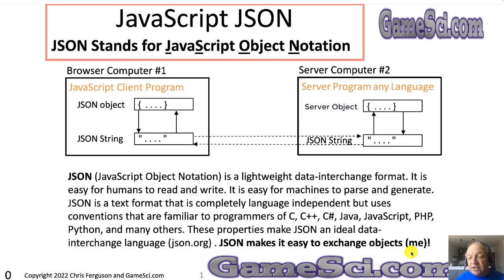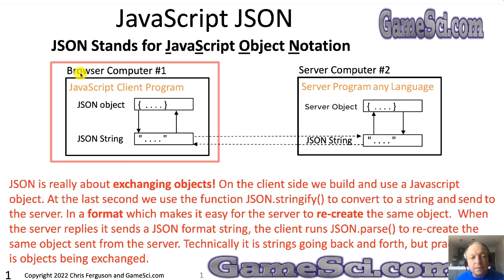JSON makes it easy to exchange objects. That's me. When I think about JSON, I think about objects going back and forth, not just data, between the browser or client computer and the server. JSON is really about exchanging objects.